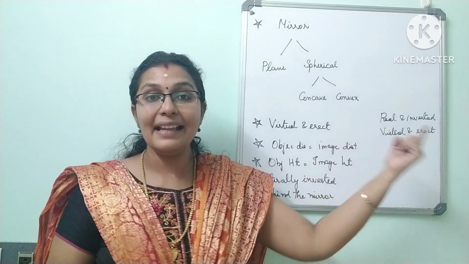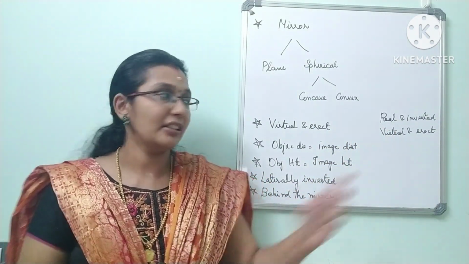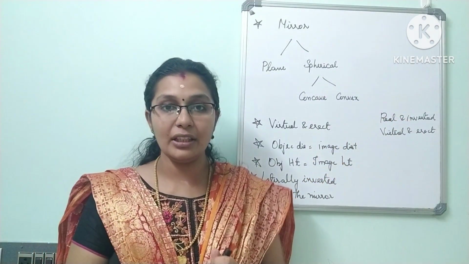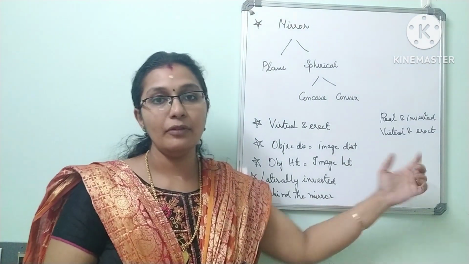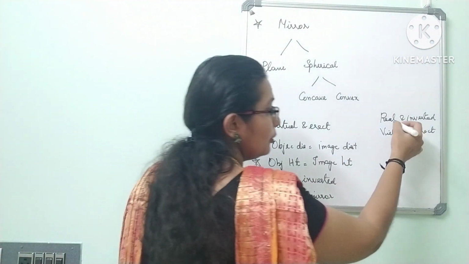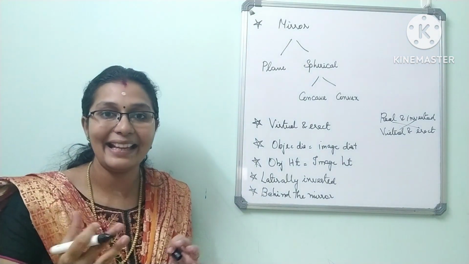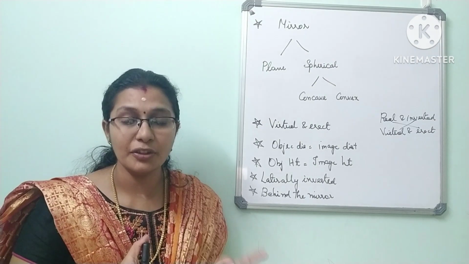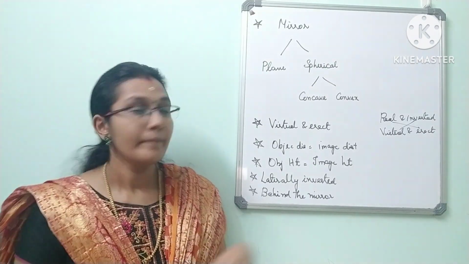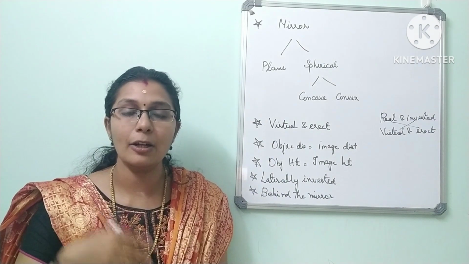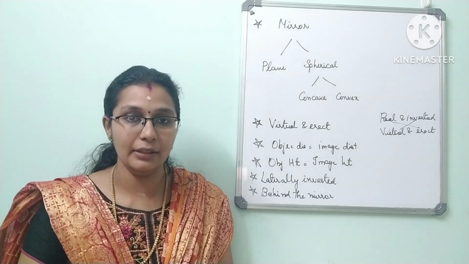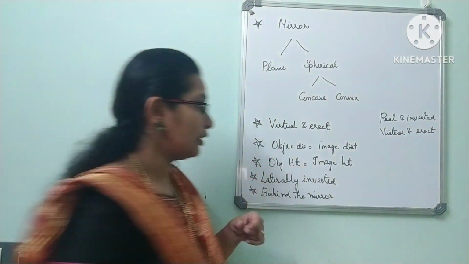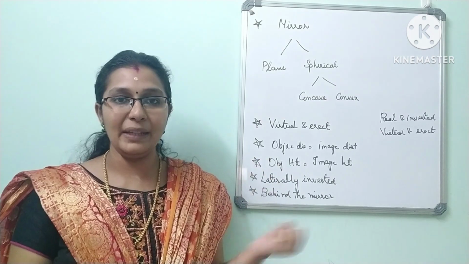Always remember, real and inverted, virtual and erect. There are two cases. In some cases we will obtain real and inverted images, and in some cases we will obtain virtual and erect. Always remember, you don't have this combination. Like real and erect you don't have, and virtual and inverted you don't have. If your image is virtual, then obviously it will be erect. If your image is real, then obviously your image would be inverted. Clear? So this is the combination. Real and inverted and virtual and erect. So these are the characteristics of plane mirror.